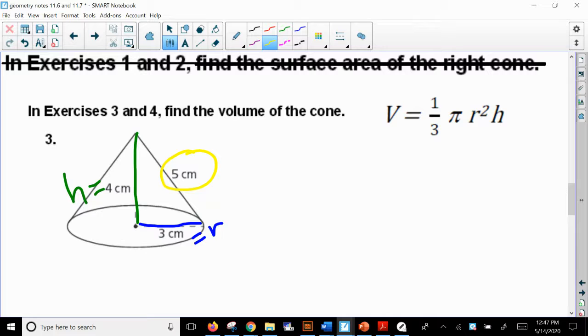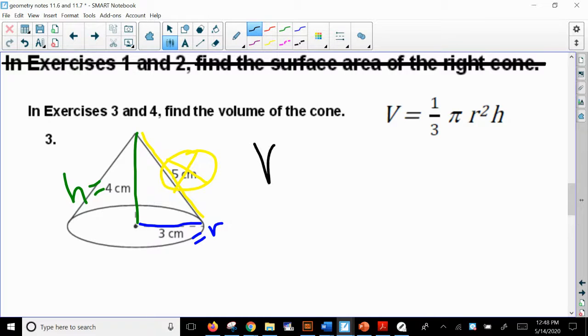This right here, we don't need that. That's throwing you off. That is there to distract you. Please do not get got. 5 is how long this slant side is. But we don't care about the slant side, because in our formula, all we need is radius and the height. And that's it. Anything extra, we don't need it. Like, throw it out. Okay?